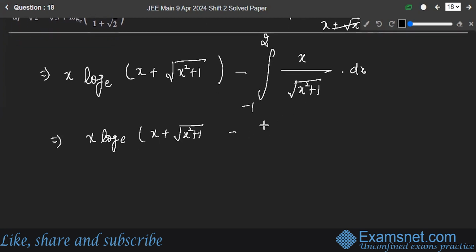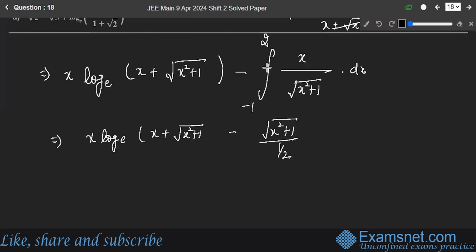this was root of x squared plus 1 divided by 1 by 2. Also, here is 1 by 2 into 2. So this will give me into 2 over here, right? And the limits were the same, the limits for the whole of this, right?